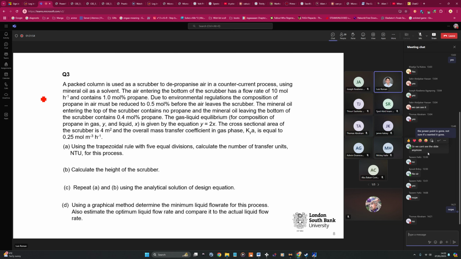The important thing here for gas absorption is to remember that you are using a liquid to remove a component from the gas phase. So the gas phase is leaving the column with a lower concentration because the solute is now in the liquid phase. The liquid phase is leaving the column with a higher concentration of the solute.